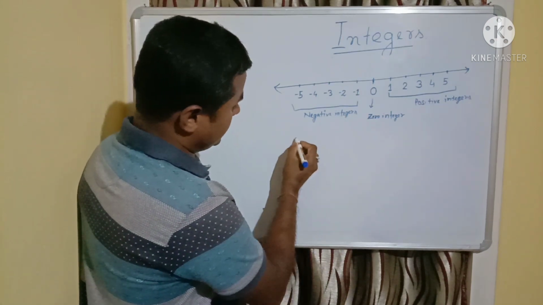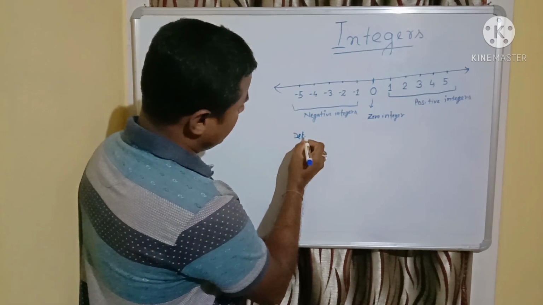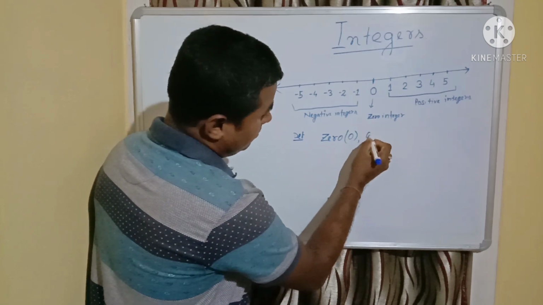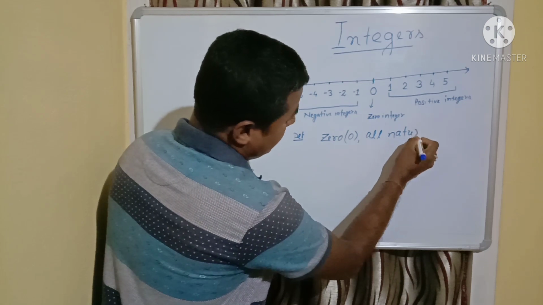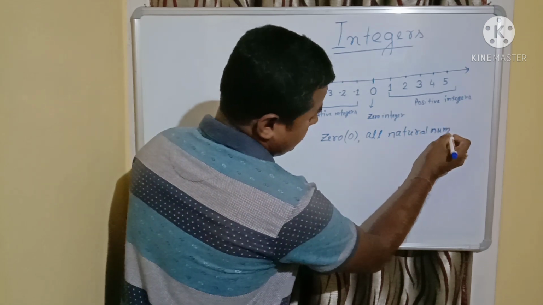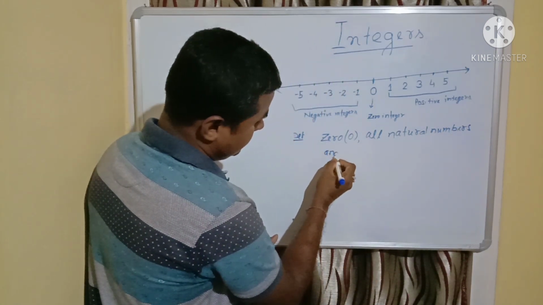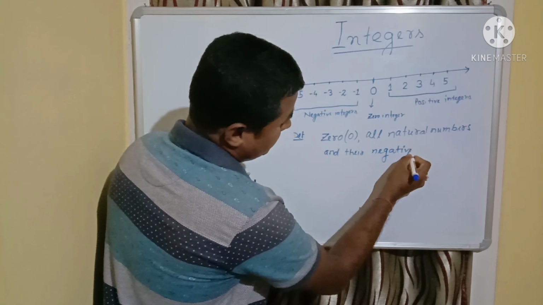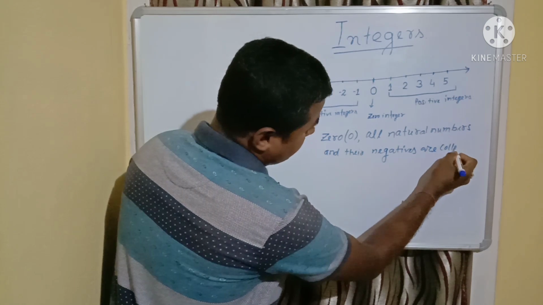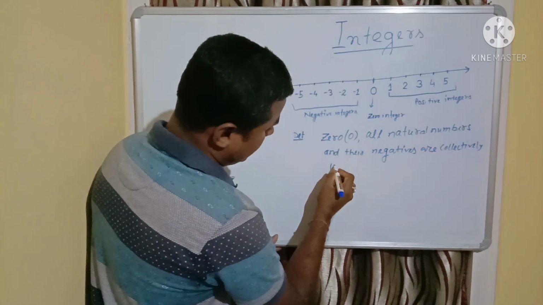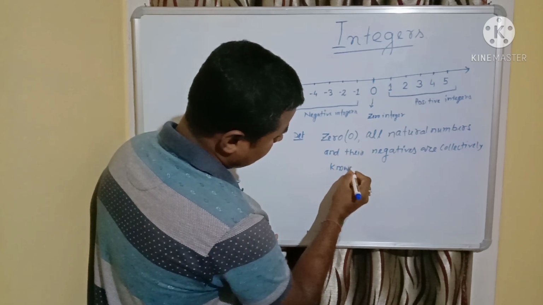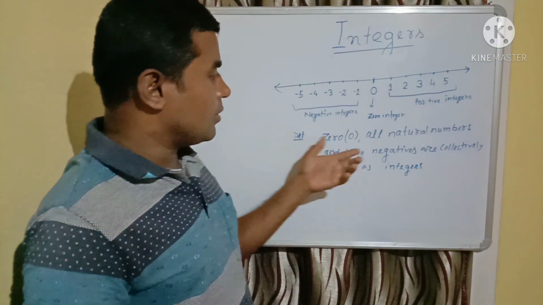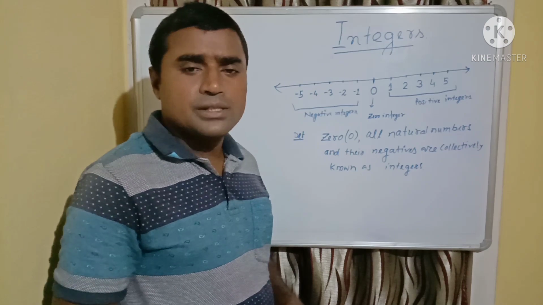So how can I write the definition here? Definition: 0, all natural numbers and their negatives are collectively known as integers. So this is the definition.